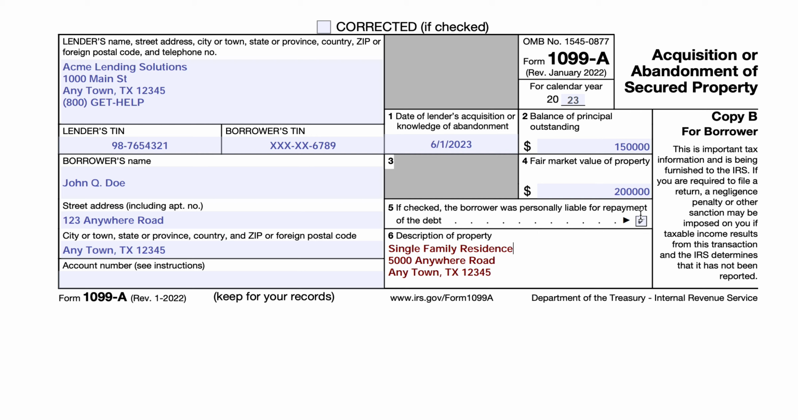And then there's also an exclusion, a tax exclusion available through 2026 for qualified principal residence abandonments or debt cancellation. So if you had a Form 1099-A or a 1099-C, most likely, for debt cancellation on your primary residence, you may be able to exclude that amount up to $750,000. So that's all we have for this tax form.